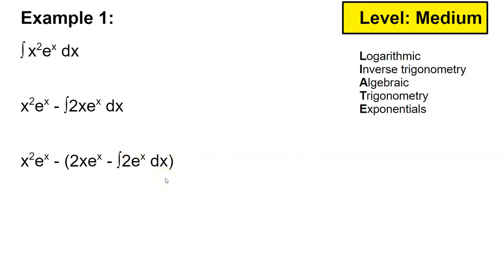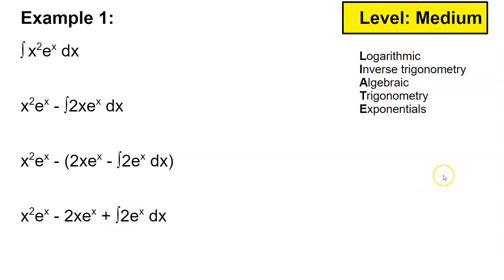But first, let's rewrite this whole expression. So we distribute this negative sign right here. So x squared times e to the power of x minus 2x times e to the power of x plus the integral of 2e^x dx. As I said earlier, the integral of just e to the power of x, when its coefficient is just a constant, is just e to the power of x, and then you keep that constant. So that's our last step.